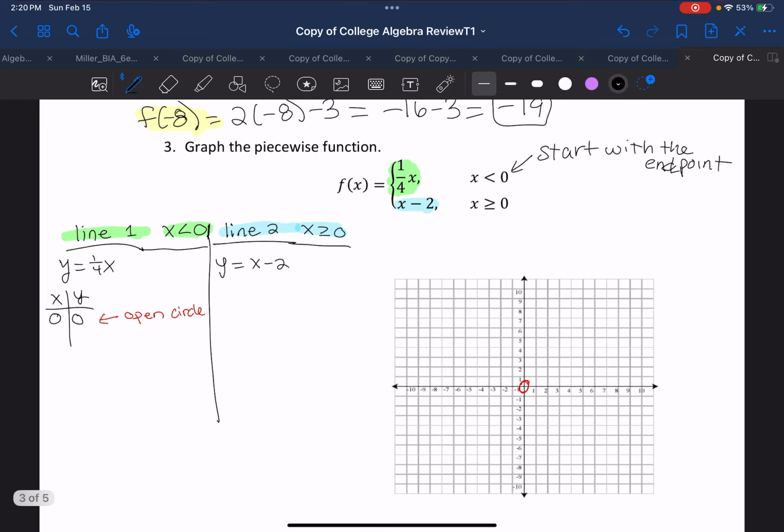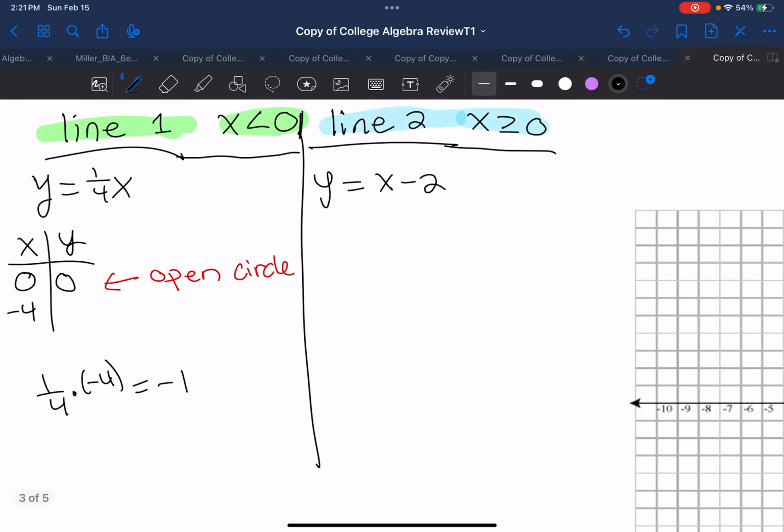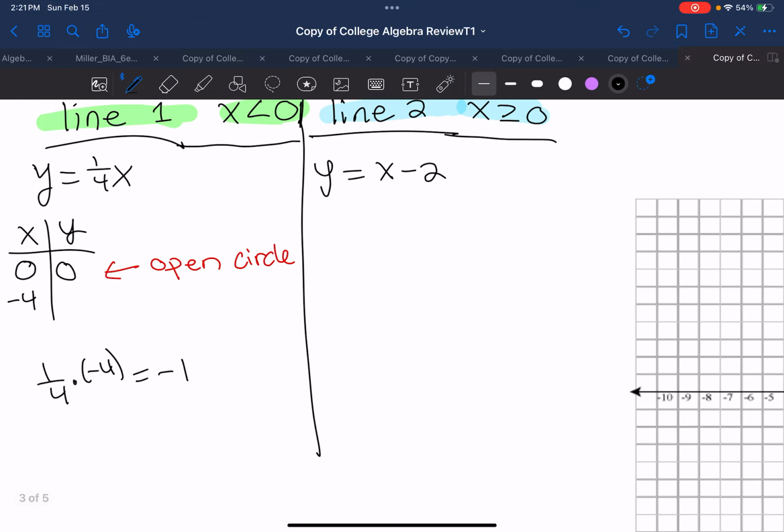The next point I would get would be picking a value of x that's less than 0, because I need to pick a value of x now that's in the domain. I'm going to pick the value negative 4 so that I can get an integer answer. Because if I plug in 1 or negative 1, that would be negative 1/4, and it's harder to graph fractions in Pearson. So I'm going to pick negative 4. And 1/4 times negative 4 is just equal to negative 1.